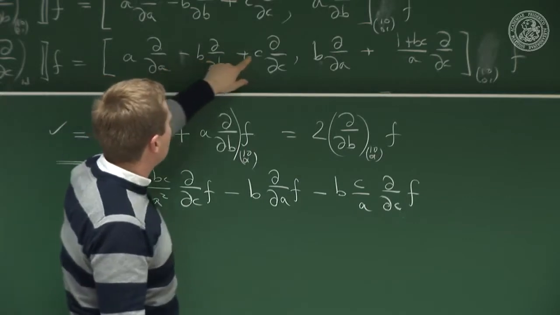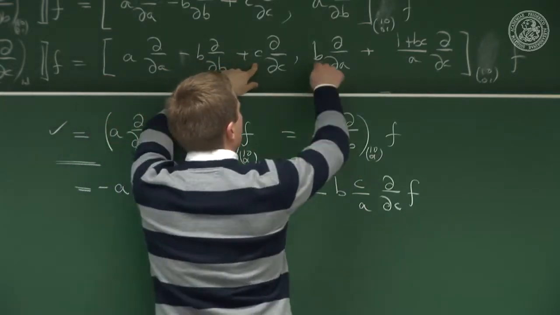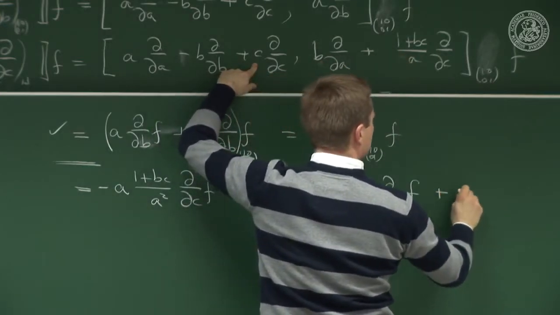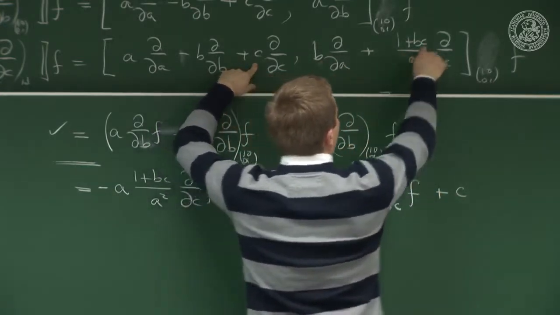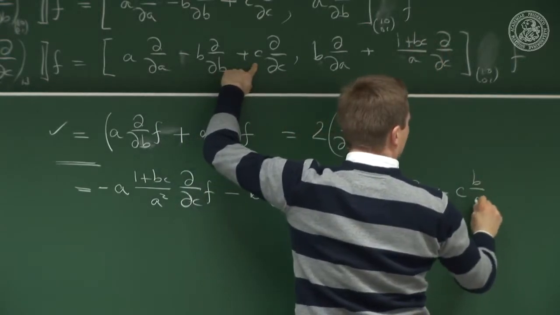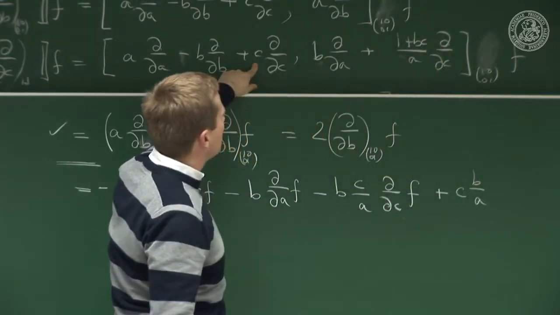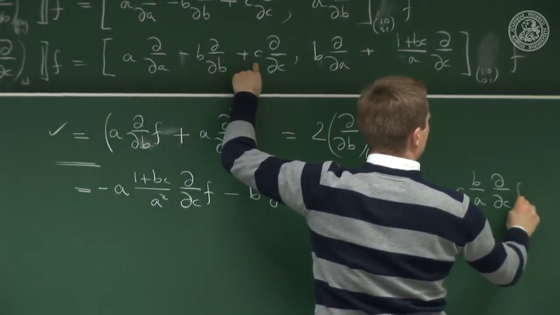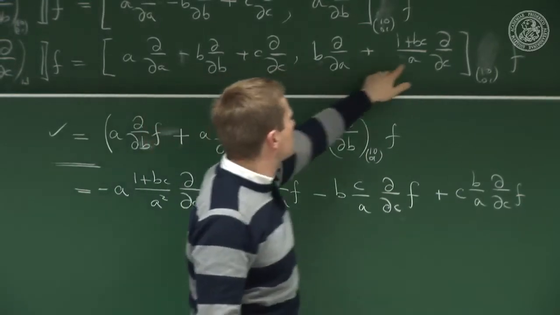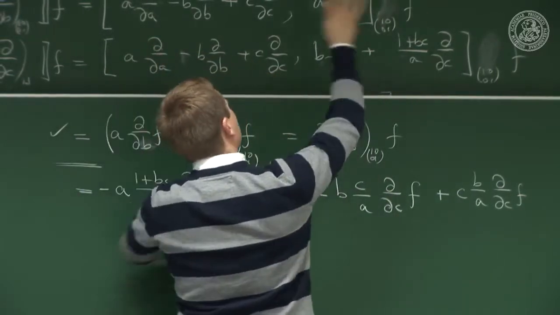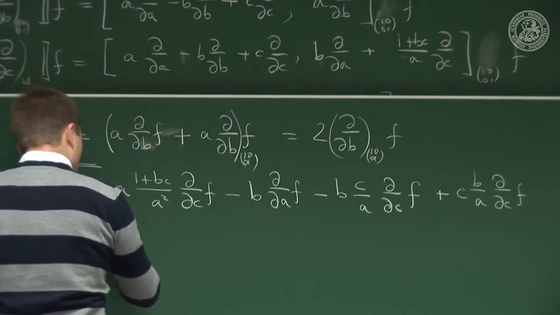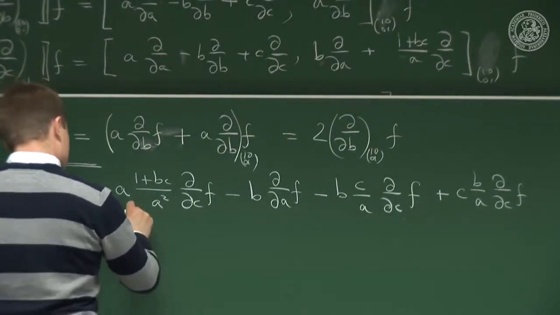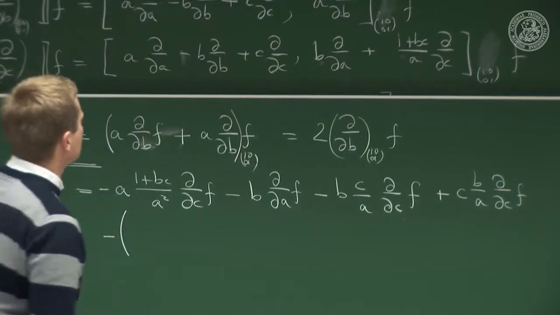Okay. Now, next term. This one acts on everything that has a c in the factor. This one doesn't, but this one does. It's plus c times. C is b over a. B over a. And the derivative that remains is d by dC on F. Okay, so that's the first part of the bracket. Now we have to have a minus sign and do the second part. So maybe to be safe, we open a bracket here and keep the signs that are there.